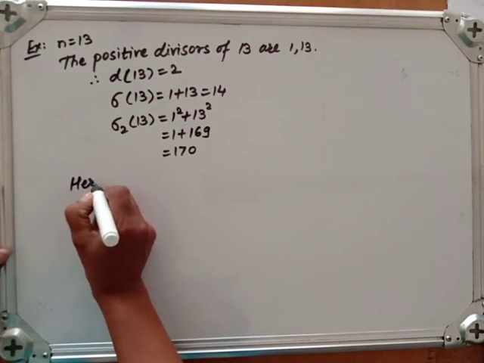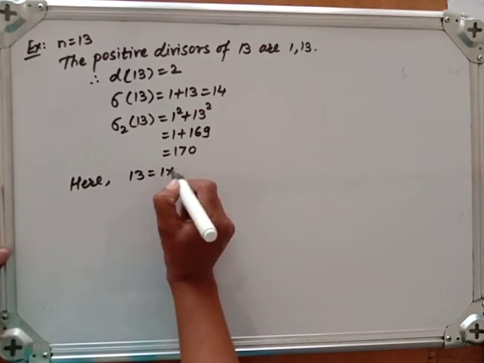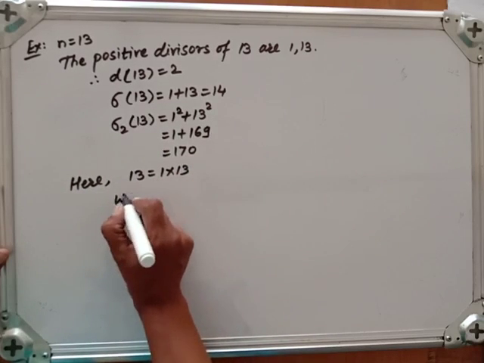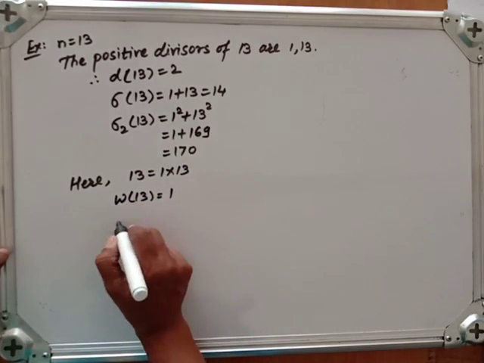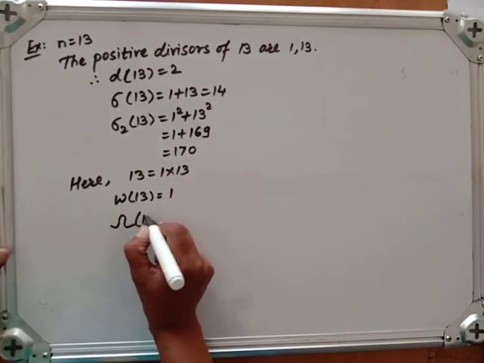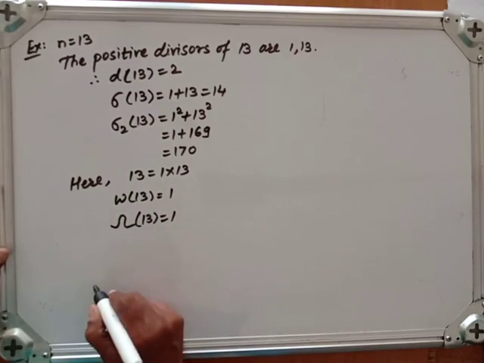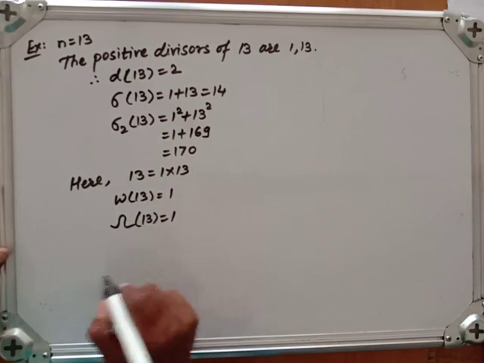Here 13 equals 1 into 13 only. How many primes are there? Only one prime. So omega of 13 will be how much? 1. Then again capital omega of 13, that is counting of these primes, so it is also 1. Only one prime. 1 is neither prime nor composite. So 13 is the only one here.